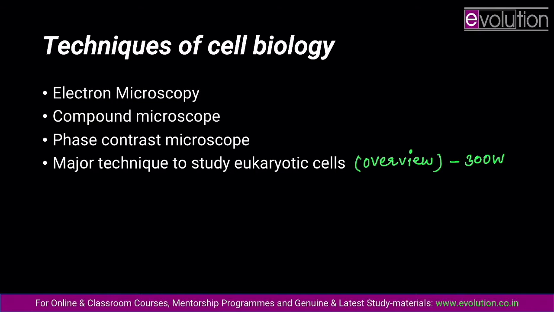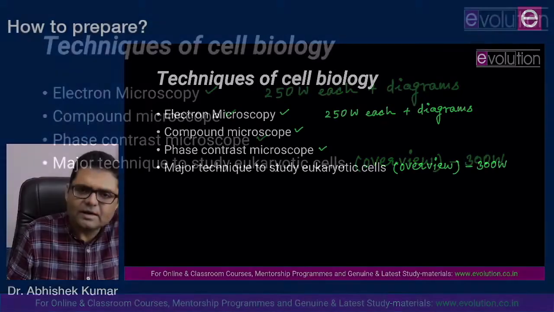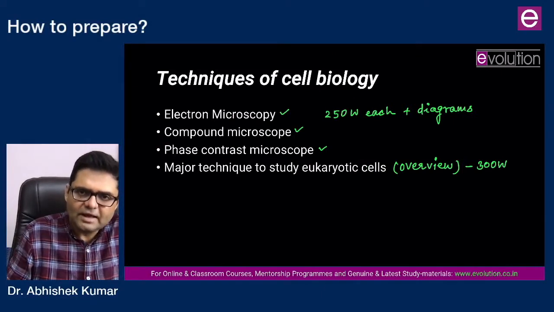If you see the past few years' questions, only these 3 techniques have been asked: electron microscopy, structure and working principle of compound microscope, and phase contrast microscope. You should prepare each one of them in approximately 250 words, plus you should draw clear line diagrams. Whenever you are describing a microscope, line diagrams play a very important role. That line diagram has to come.